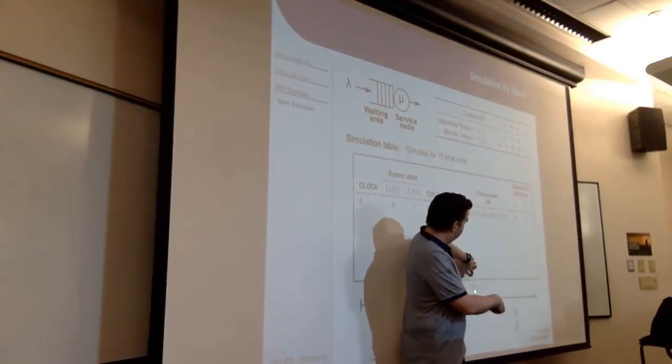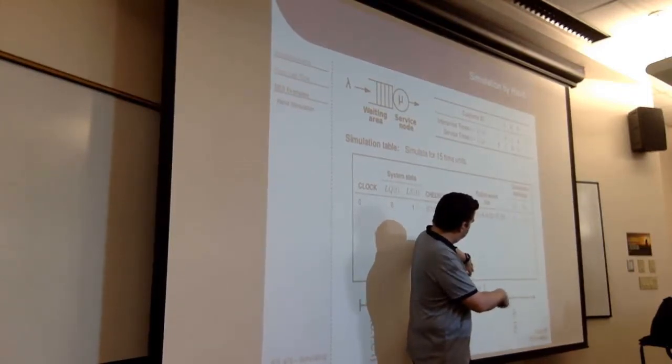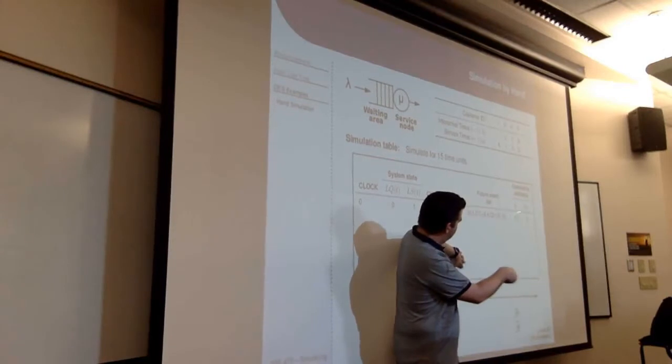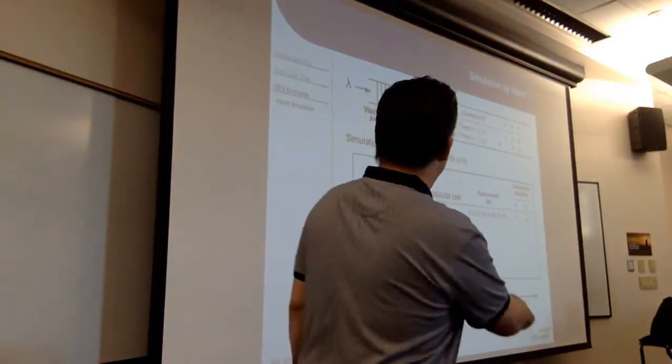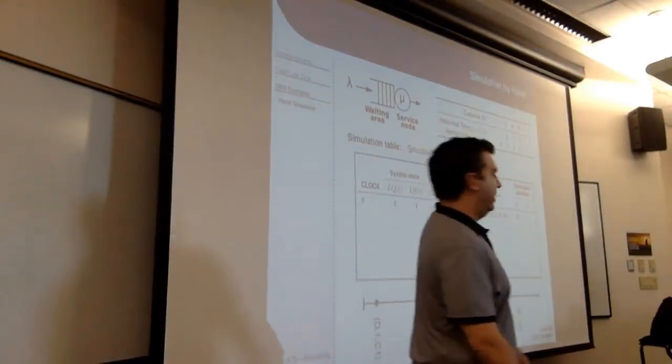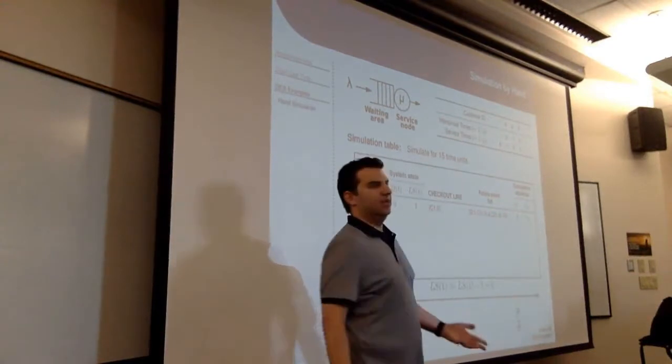Customer 1 arrived at 0, and she departed at 1. So she spent 1 unit of time in the system. So I'm going to add that to the accumulating S here. I'm going to remove customer 1 from the checkout line. And then I'm going to decrease the number being served down to 0.